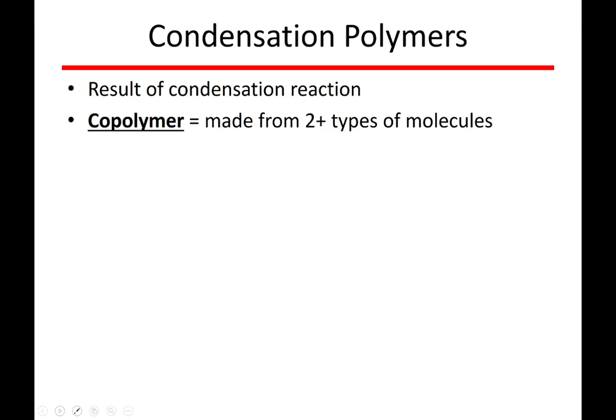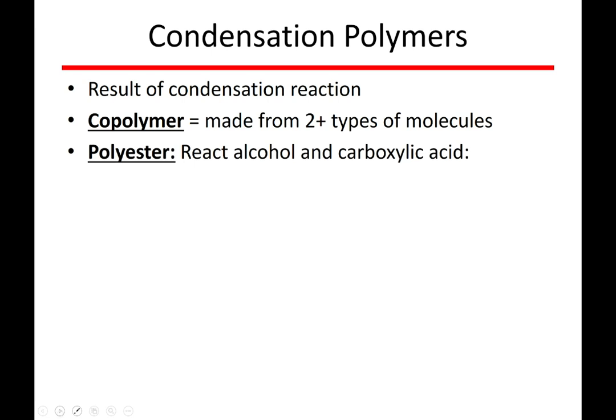When you perform the condensation reaction combining, let's say, a carboxylic acid and an alcohol to make the monomer unit, you form what's called a copolymer. Copolymers are made up of two or more types of molecules, right? So if you were to, for instance, make an ester, it's made up of two types of molecules. You make it from a carboxylic acid and an alcohol. Now, if you were to make a polymer by reacting carboxylic acids and alcohols to make esters, you would form what's called a polyester. And so let's take a look at an example of that.